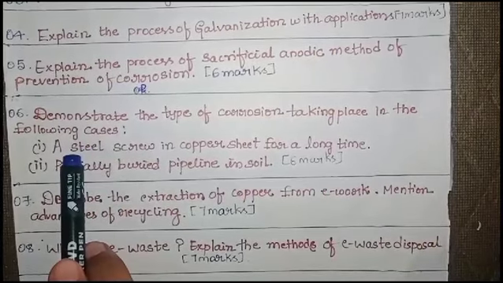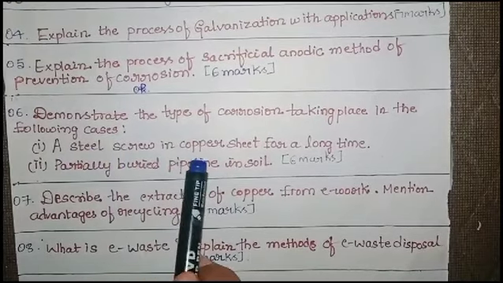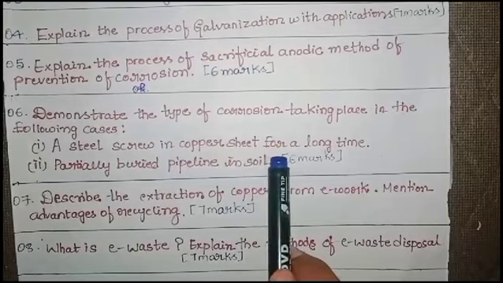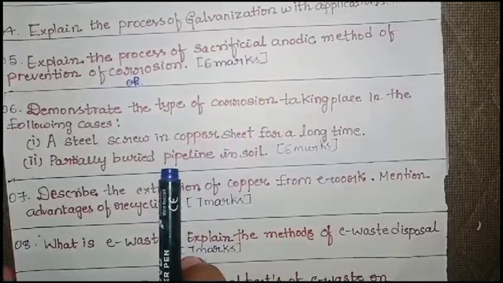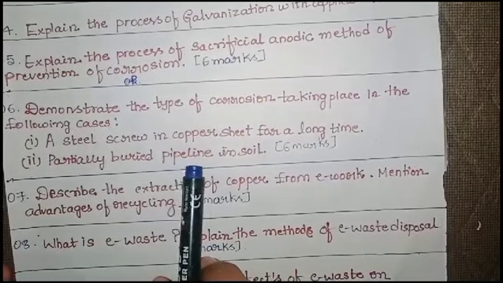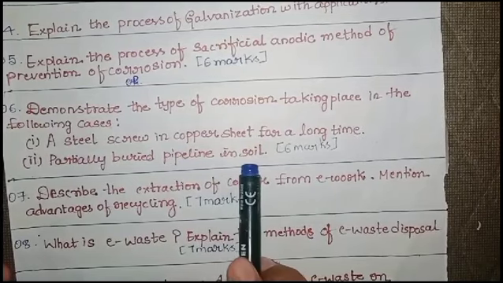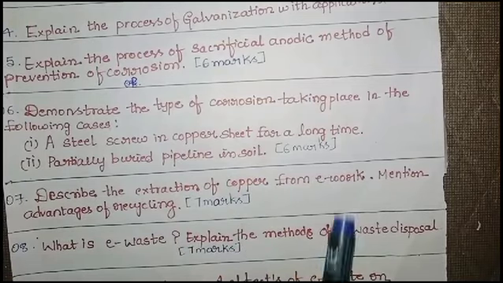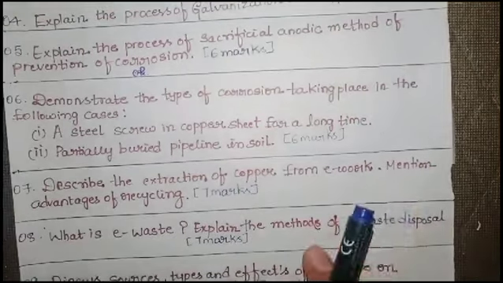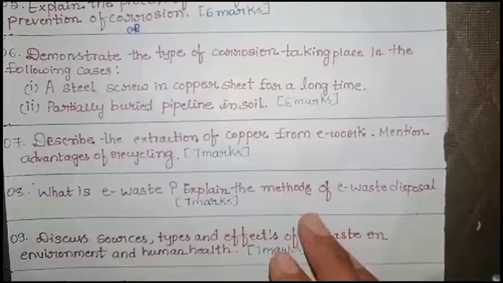For the first, you should explain a steel screw in a copper sheet with anodic and cathodic reactions, and you should write these reactions in your answer script. And for the second one, you should explain differential aeration corrosion taking a partially buried pipeline in soil with anodic and cathodic reactions, and this is what you should mention in your answer script. Don't forget about the anodic and cathodic reactions. It is very essential for the third module.